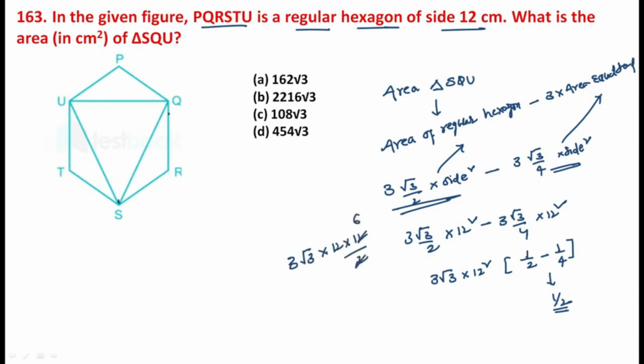Now the final answer: 12 threes are 36, 36 threes are 108. Now the final answer is 108 root 3. The completely formula based approach.